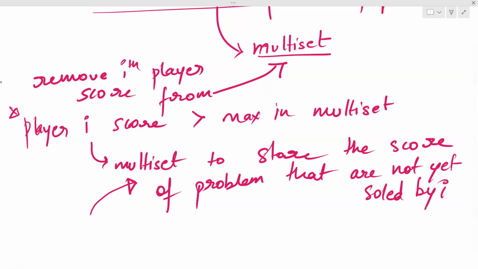Each time you have to take the maximum of this multiset and add it to your ith player's score. Is it clear? Yes, no?